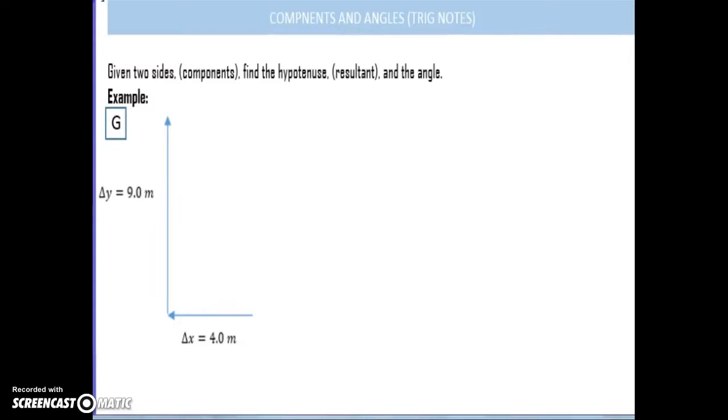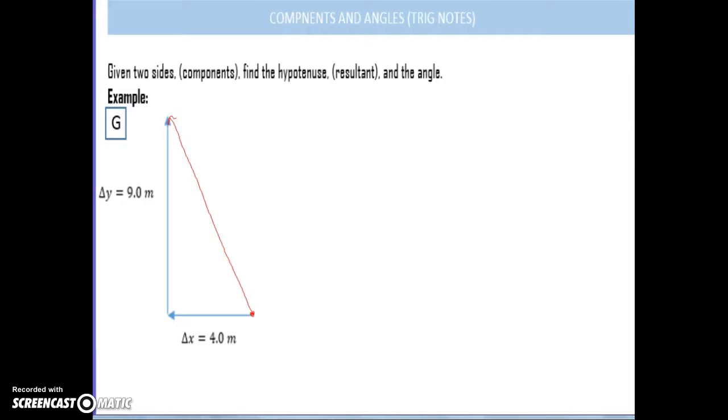We've already done some problems where I've given you two sides of a triangle and you find the hypotenuse. We're going to do the same thing now, but you're also going to find the angle. Getting started, always remember we always start from the original vector, the first vector, from the beginning point to the ending point, and that's our displacement. That's what we're looking for.